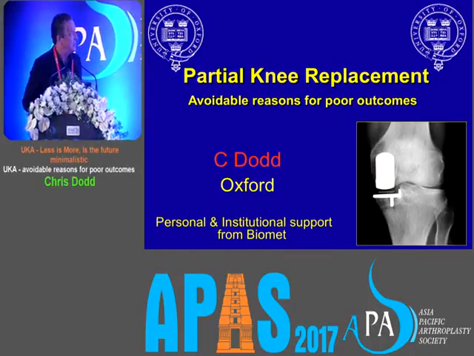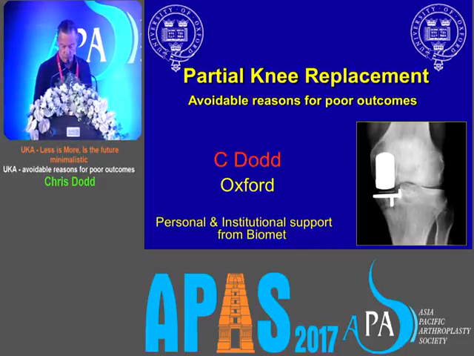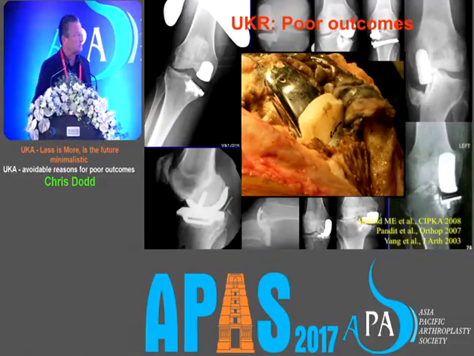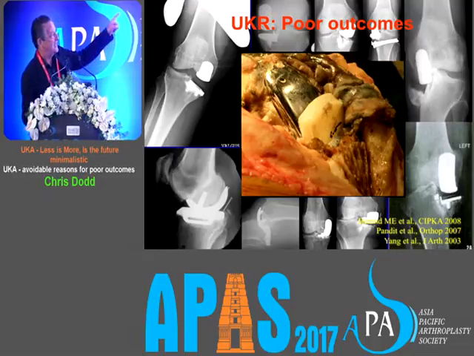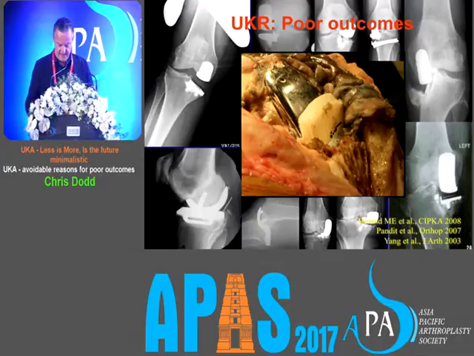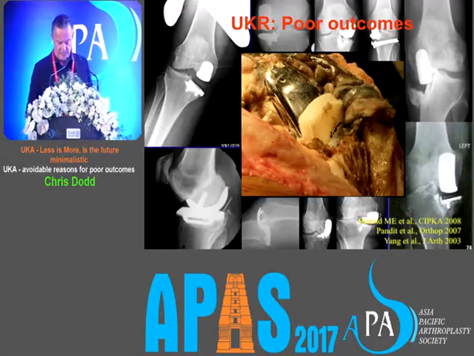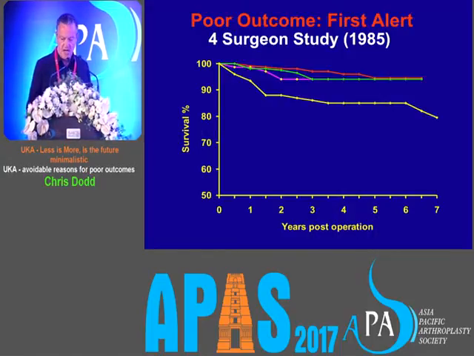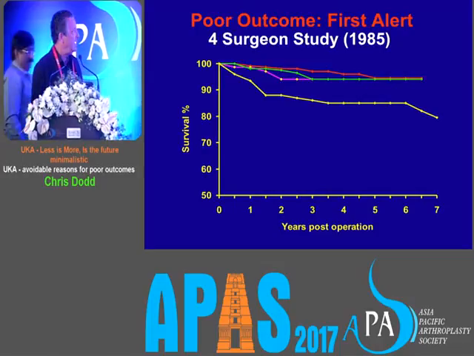Yeah, so we're now going to look at avoidable reasons for poor outcomes. Now, I should begin by saying most of these cases are not mine, but of course, unis have a very bad reputation, a mirror of failure modes, and so we need to have an algorithm for dealing with these and trying to prevent them. Now, we were first made aware of the potential for poor outcomes in 1985.